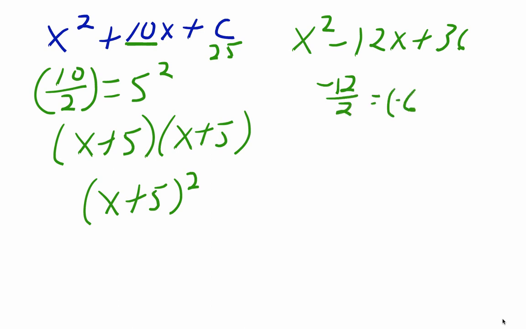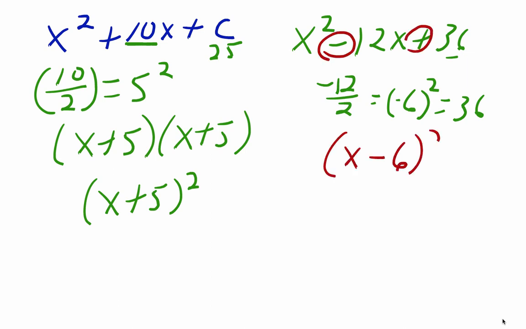That'd be negative 6. Square that, and we got 36. So that's how we got that. So it would be then, and you notice from before, I have a minus and a plus, so it's going to be x minus 6 squared.